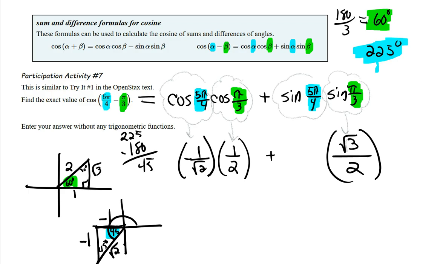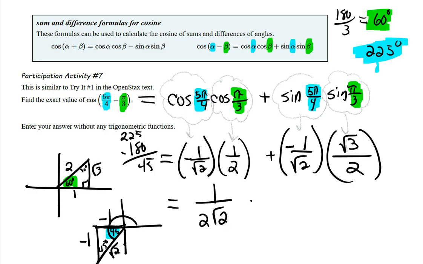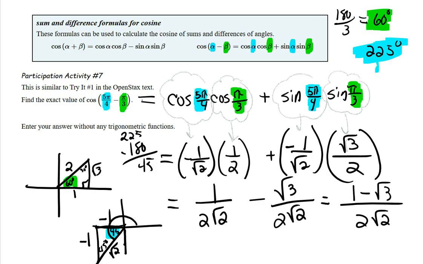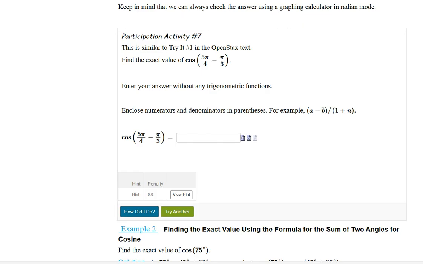And then sine is opposite over hypotenuse. Opposite 45 is the -1 over the square root of 2. And I just have to simplify this now. Okay. Equals. So this is going to be 1 over 2 square roots of 2, minus 1 times the square root of 3 will be the square root of 3 over 2 square roots of 2. Find the exact value. They have the same denominator, that's 2 square roots of 2, and the numerator would be 1 minus the square root of 3. It's not telling me I have to rationalize my denominator, so I'm going to go type this in and see what happens.